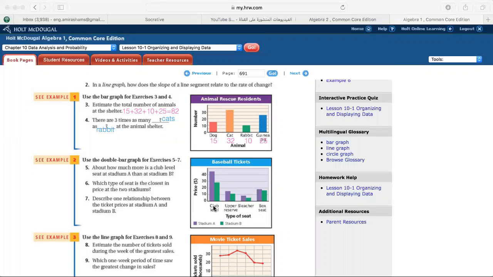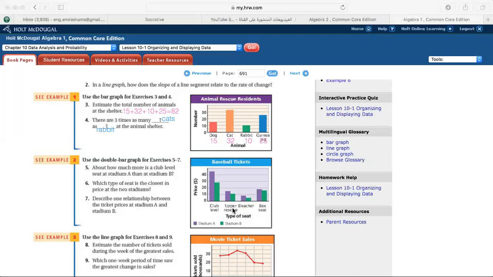So for the club level, there are levels in Stadium A and Stadium B. I am comparing the seats. There is a type of seat called club level. The club level in Stadium A is almost 45. The scale here, as you see, is skip counting by 10. And the club level in Stadium B, the green one, is here, after the middle, almost 28 or 29.